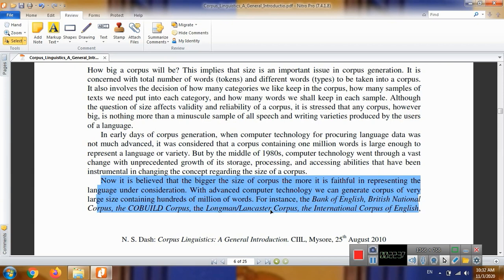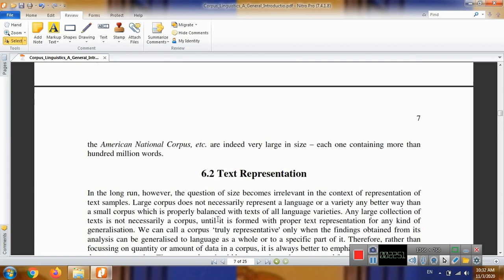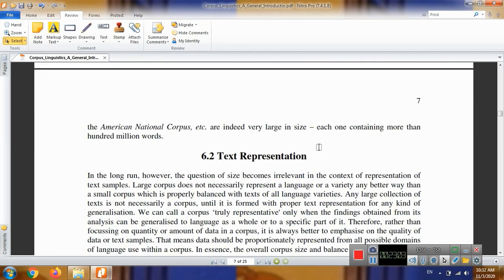For instance, the Bank of English, British National Corpus, the Cobuild Corpus, the Longman or Lancaster Corpus, the International Corpus of English, and the American National Corpus are indeed very large in size, each one containing more than 100 million words.